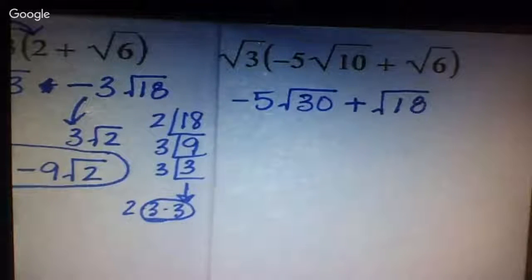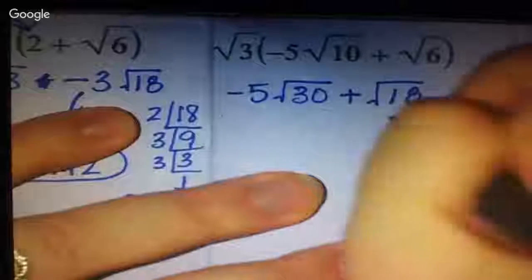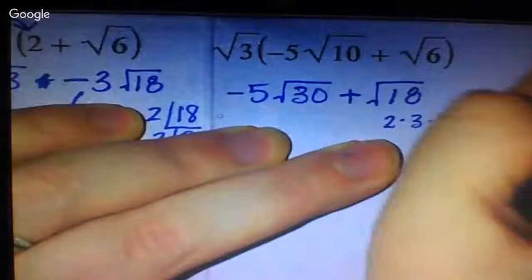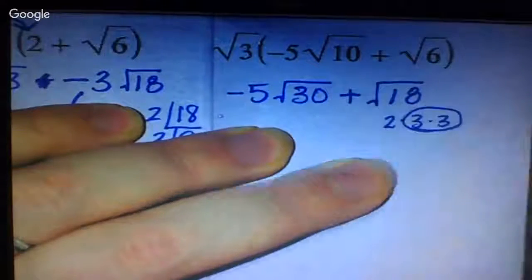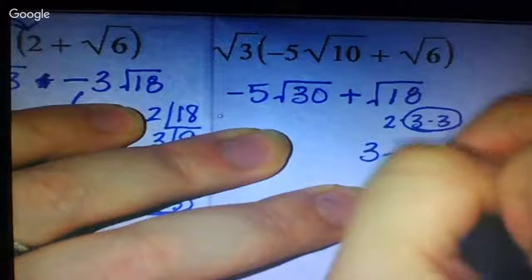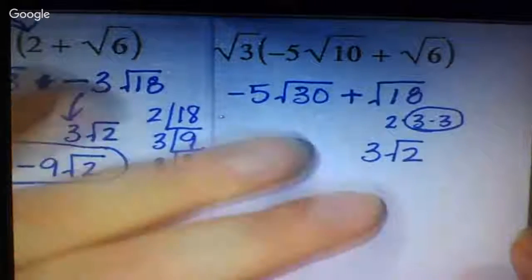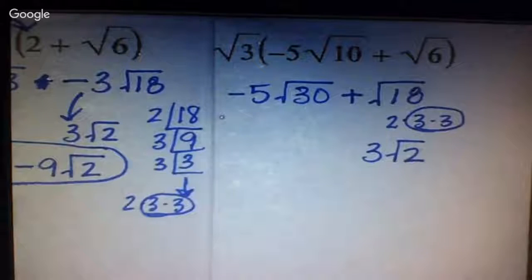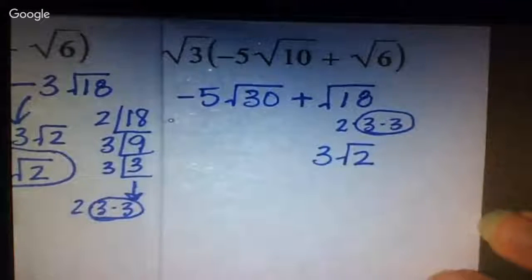So we're going to cheat a little because we just broke down 18 in the last one. So we know that 18 is 2 times 3 times 3. We grouped in 2s. So this became 3 square roots of 2. Okay. We already did that one. Why do the extra work if we've already done it?